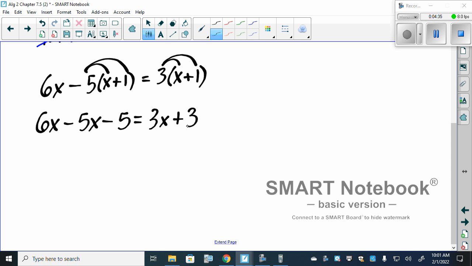Now looking at this here, what is the greatest exponent with any of the variables? 1. Because we're looking for exponents with variables, and we don't have any, so it's 1, yes? So that means we just need to get x by itself and solve. So we don't have to do a quadratic or anything getting it equal to 0. Because if we have a variable with a power greater than 1, so 2, 3, we need it all on one side and solve that way. But here, luckily, we only have x. So let's combine like terms. 6x minus 5x is x. Minus 5 is equal to 3x plus 3.